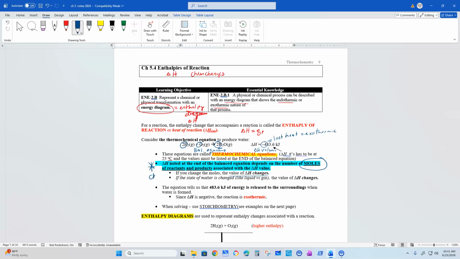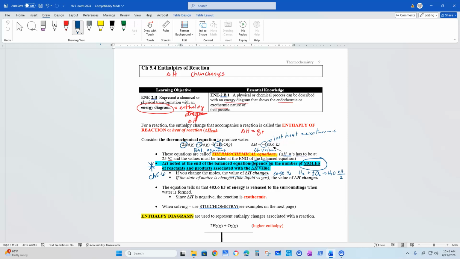I'm going to go into this in really good detail in 5.6. But let's say in this equation we took the coefficients and divided them by 2. We took half: H2 divided by 2, we have a half of oxygen, and then we have 1 water. What you're going to see is that your delta H also gets divided by 2. So these thermochemical equations depend on the moles.